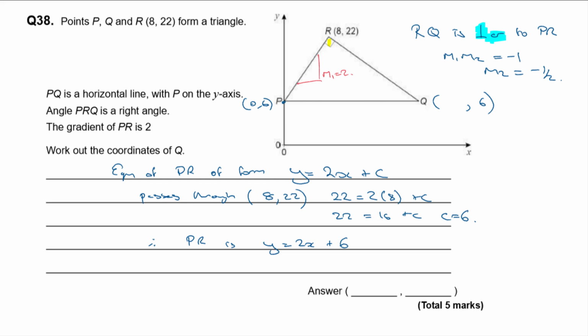So therefore we know that the equation of RQ is of the form y is equal to minus 1/2 of x plus c. Okay, so now we need to find the c value of our new equation.